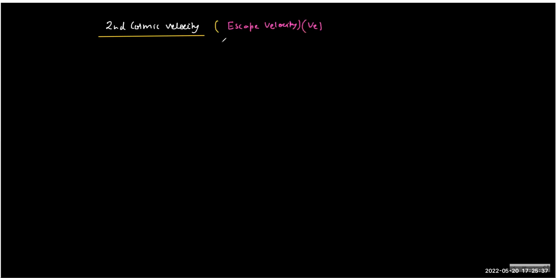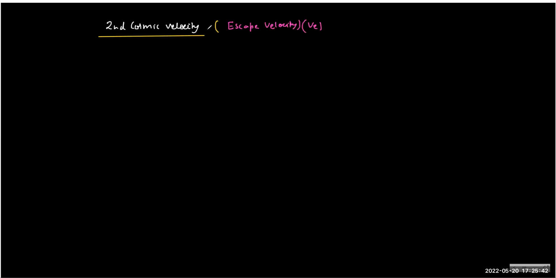Okay, sir. The next concept is called the second cosmic velocity. The name that we know it by is escape velocity, V escape. And what is escape? Escape means you want to escape the Earth's gravitational field.